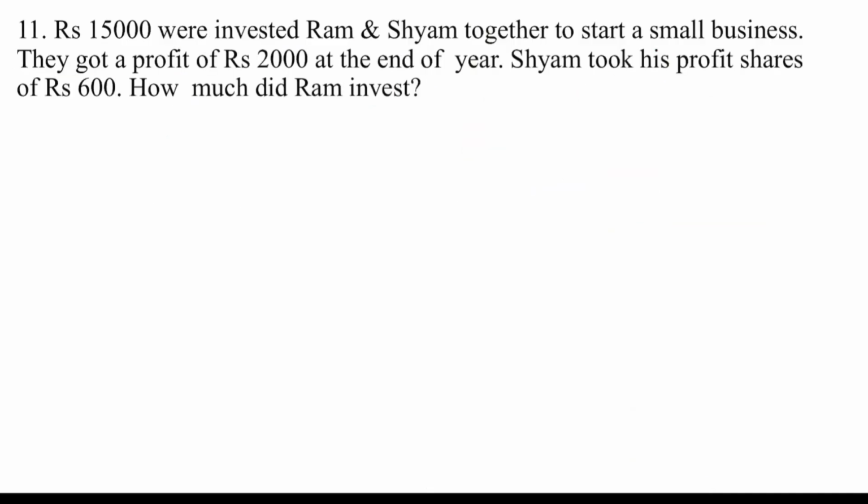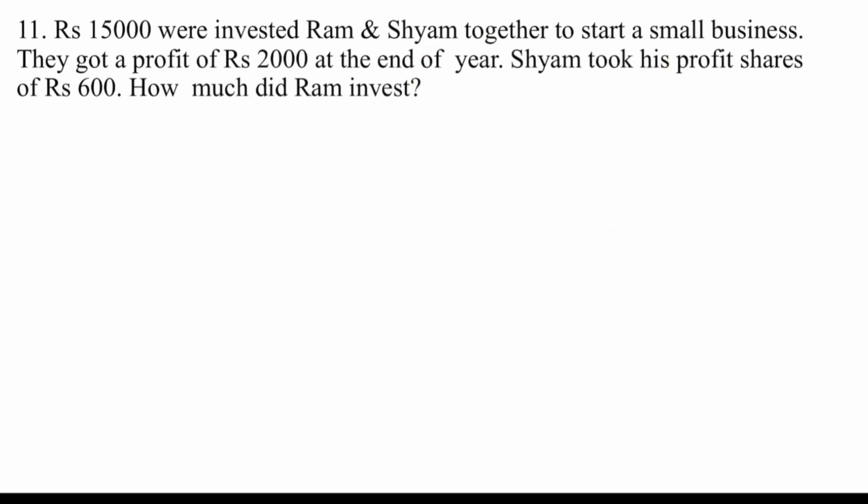Rupees 15,000 were invested by Ram and Shyam together to start a small business. They got a profit of rupees 2,000 at the end of the year. Shyam took his profit share of rupees 600. How much did Ram invest?